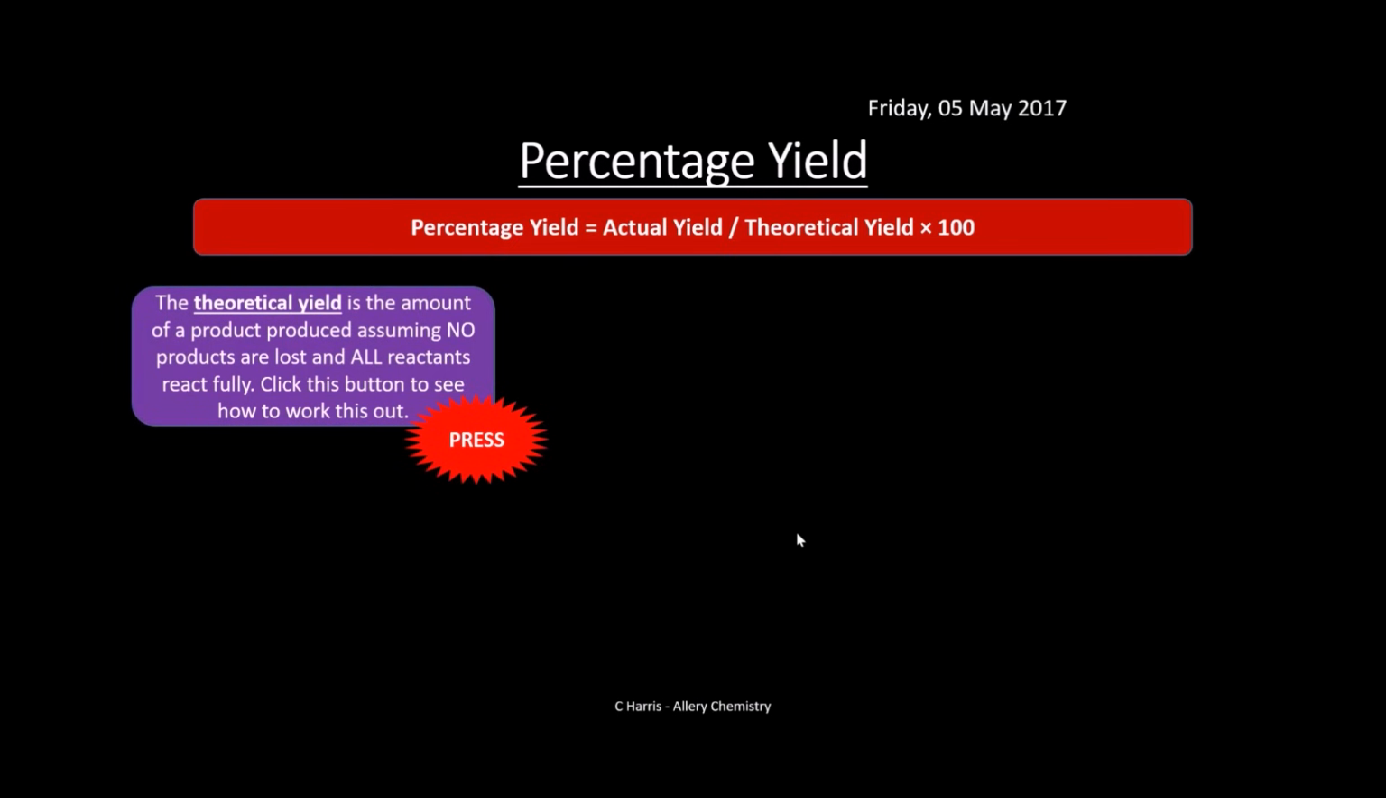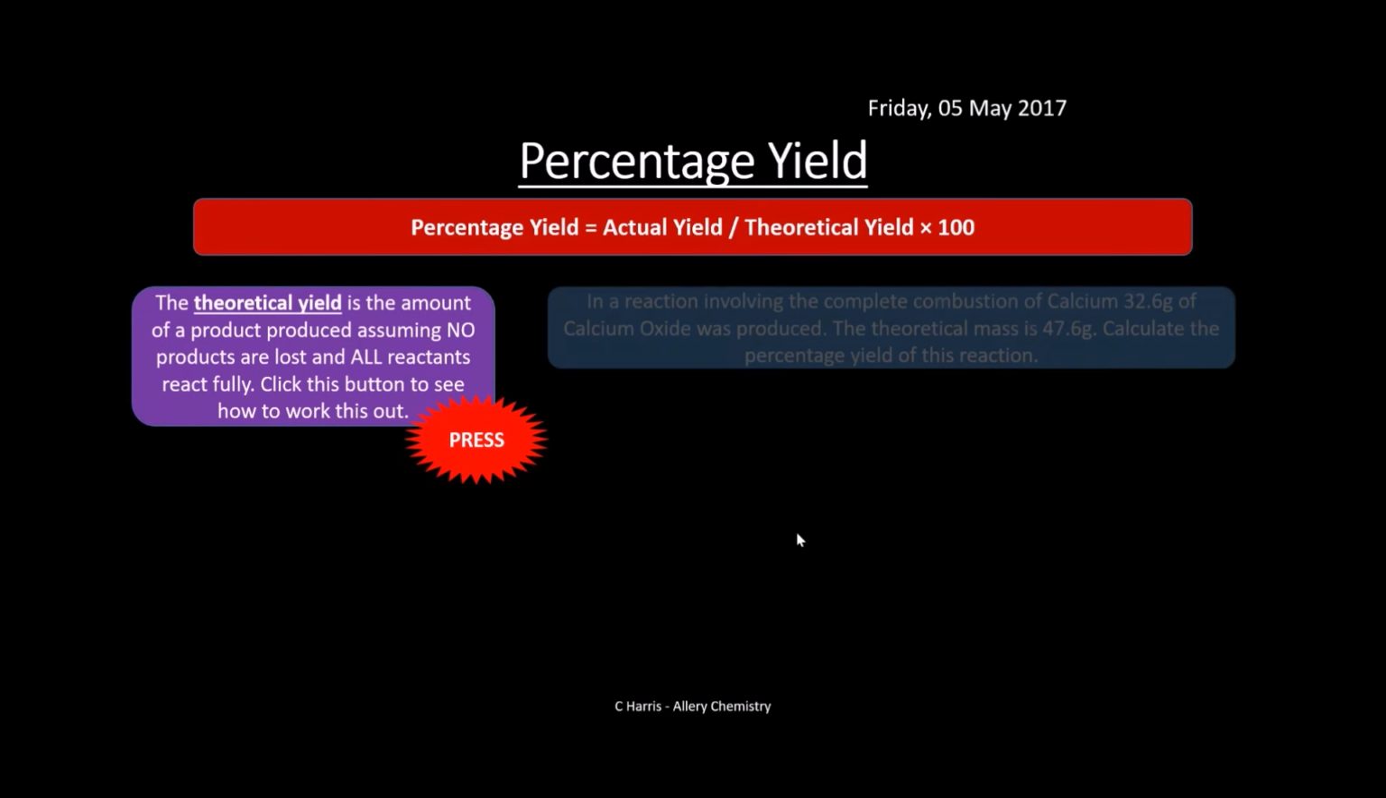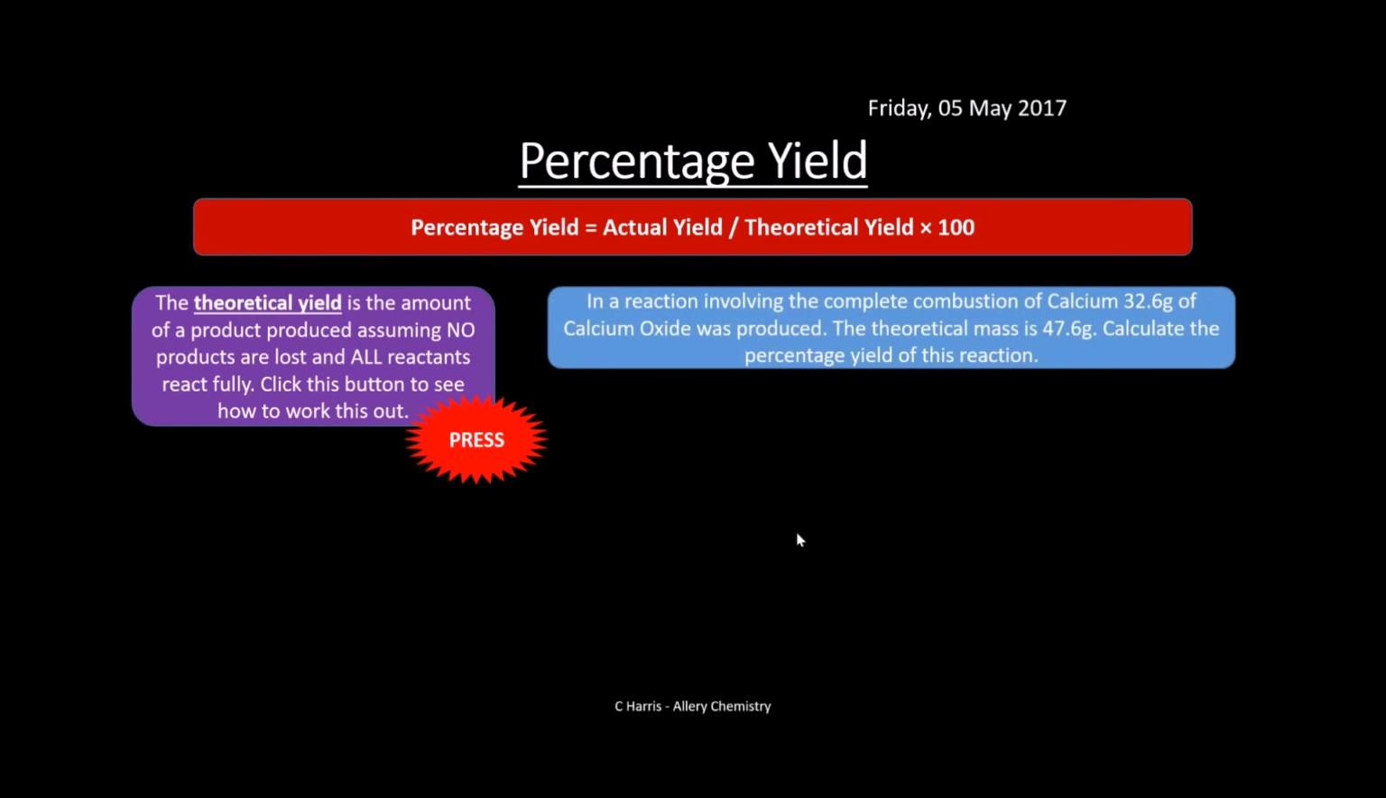Okay, percentage yield. This is what I was talking about before. Percentage yield is actual yield over theoretical yield times by 100. So the theoretical yield is the amount of a product produced, assuming no reactants and no products actually are lost, and all reactants react fully. So we've got a complete reaction. So that was the method that I showed you before when you worked out the theoretical yield.